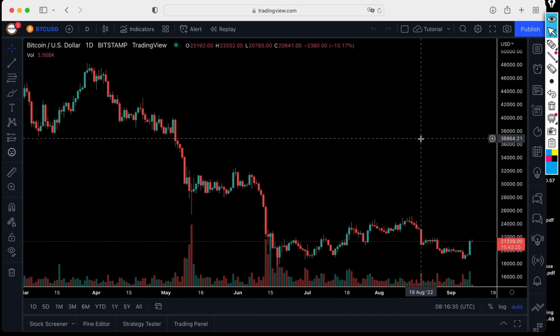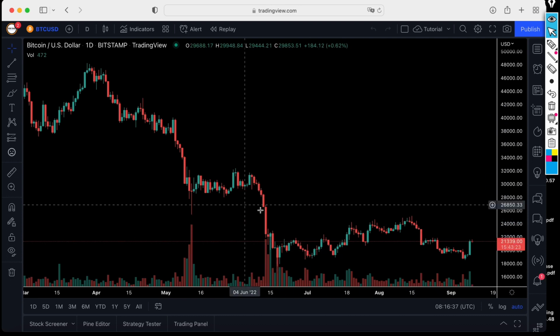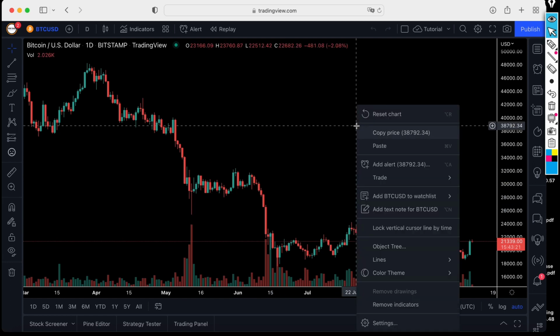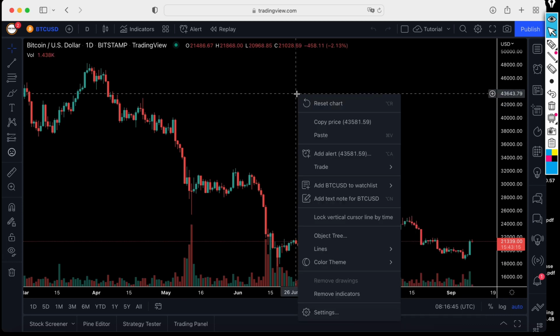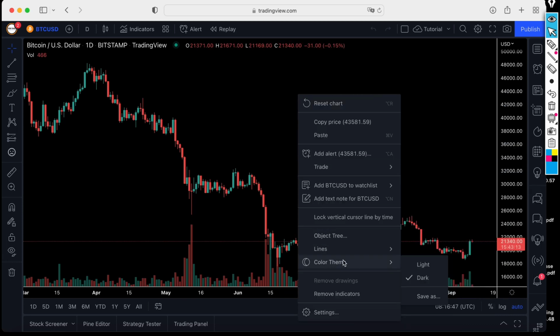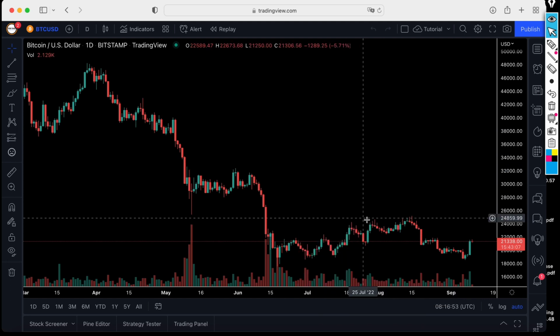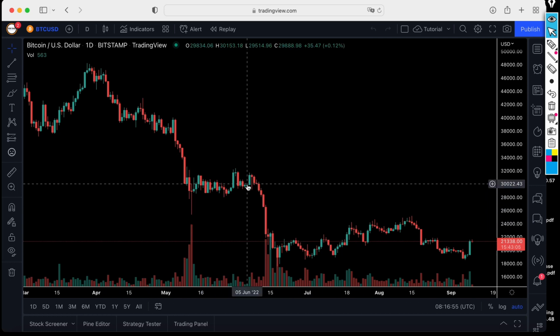So basically, in my case, I just prefer the dark theme. Other people have a light theme, so it's up to you. You just change it here. When you right click anywhere on TradingView, then you go to color theme, then you can change the color theme to the color that you prefer. In this case, I'll be using the black color scheme.